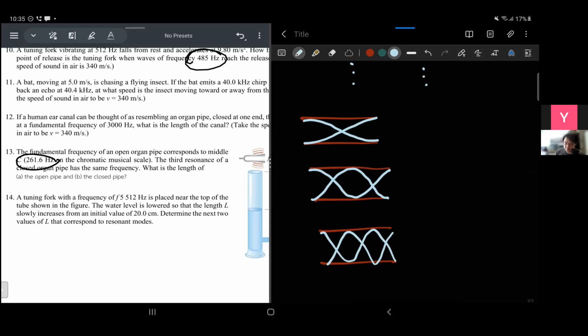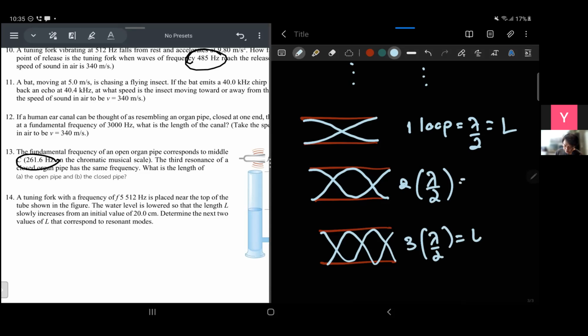Okay. And then what we did was just count the number of loops in our system. So what we did before was, in this first case, the fundamental frequency, this one is one loop. And that one loop is half the lambda equal to the length of the tube. Then you move on to the next one. This one is two loops, so you do 2 multiplied by half of the lambda. And this is 3 loops, equal to 3 lambda over 2, the length of the tube.